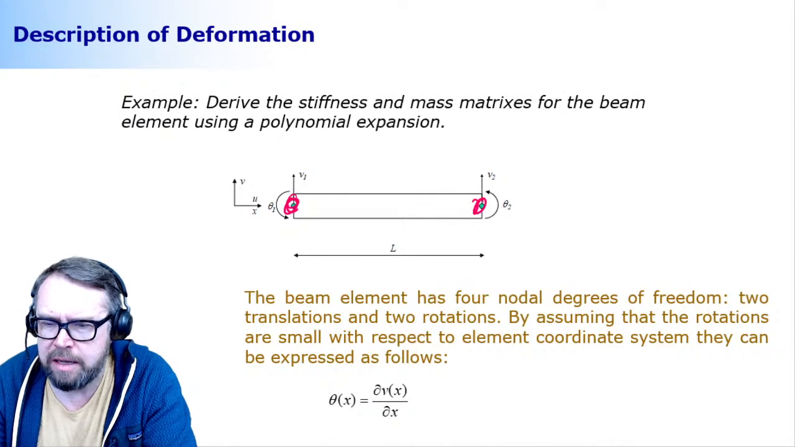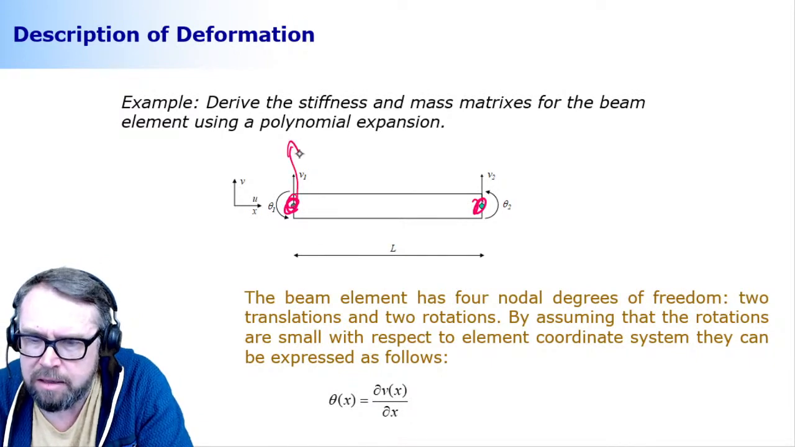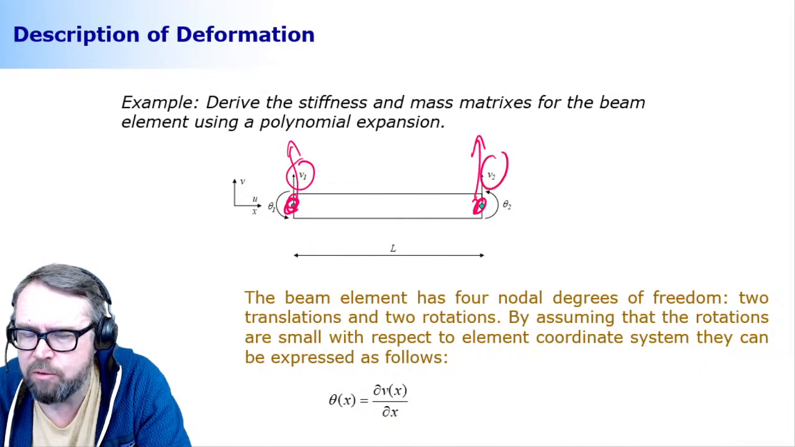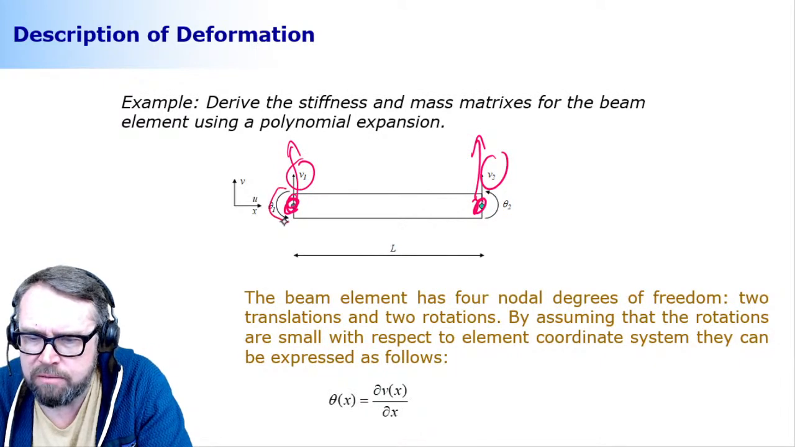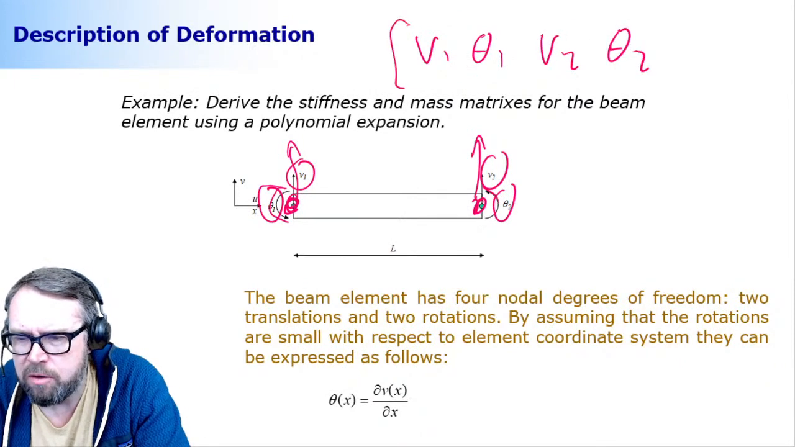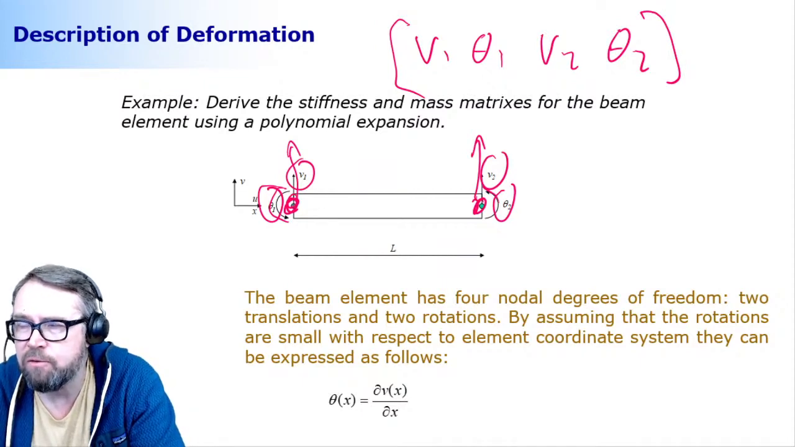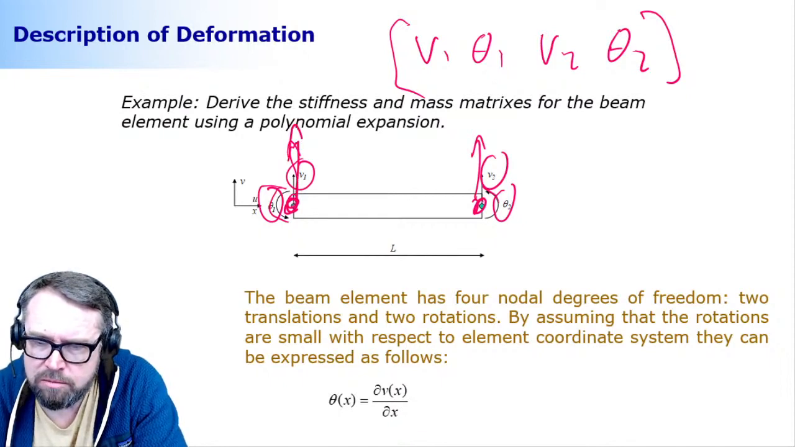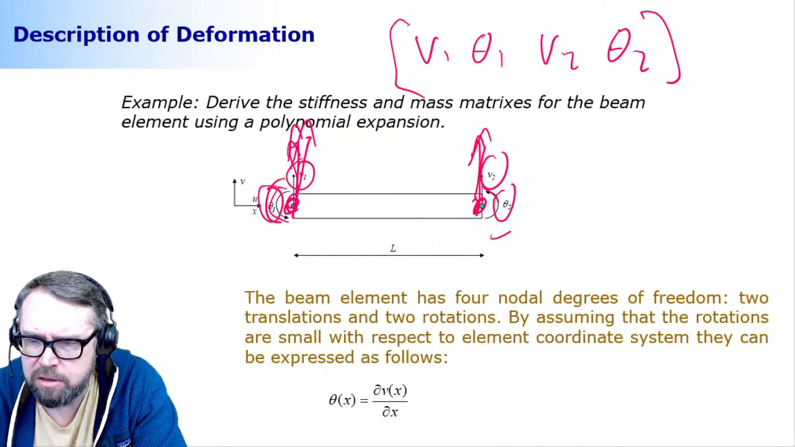Each of these nodes can have a displacement in global y direction, which is called V1 and V2. So these are transverse displacement. And then there is a rotation from each of these nodal locations, theta 1 and theta 2. Now, V1, theta 1, V2, theta 2 means that this element has a total of 4 degrees of freedom, 4 different nodal displacement. Again, motion in y direction of this node, rotation of this node, motion in y direction of this node, rotation of this node.